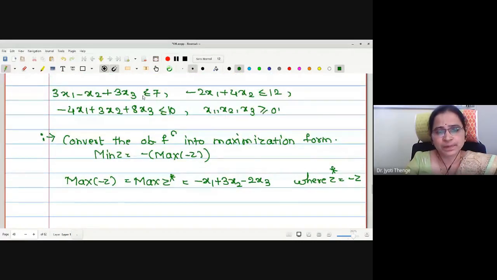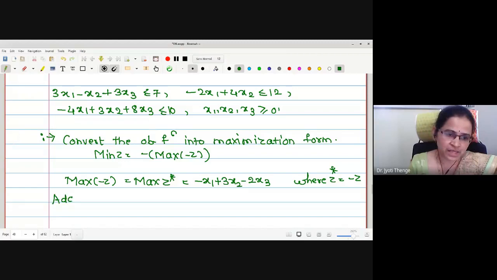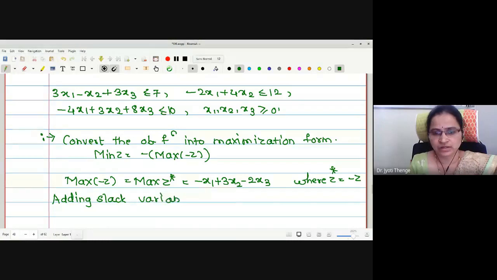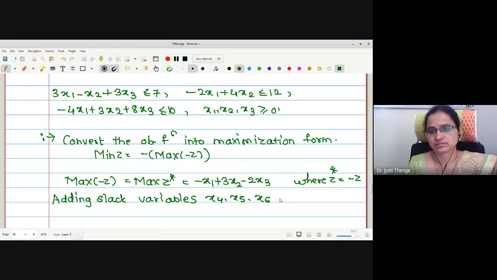Now, the next step, all the right hand side constants are non-negative. Now, we will go for the third step, converting the inequality constraints to equations. Therefore, now what we will do? Adding slack variables. Now, three variables are original. Therefore, again I will use x4, x5 and x6. We get, yes, what we will get?